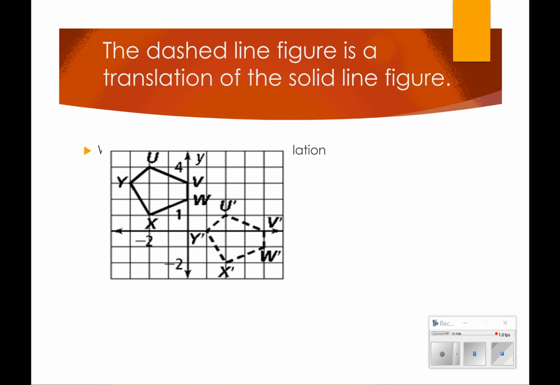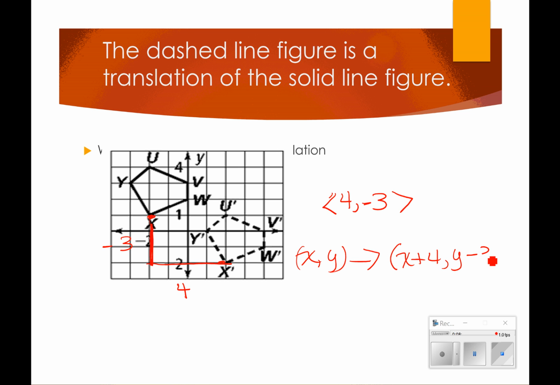Okay, so I have the dashed line figure. Another example is a translation of our solid figure. So what is our transformation? If I go from X to X prime, I'm going to go down 3 and to the right 4. So for vector notation, it would be <4, -3>. And if I were to use arrow notation, the ordered pair (x, y) maps onto (x + 4, y - 3). So those are just two different ways to notate this.